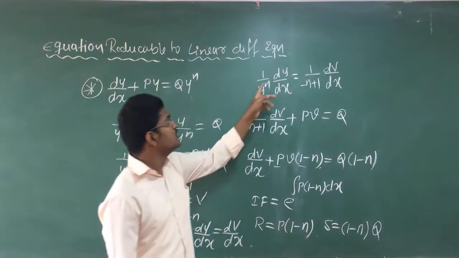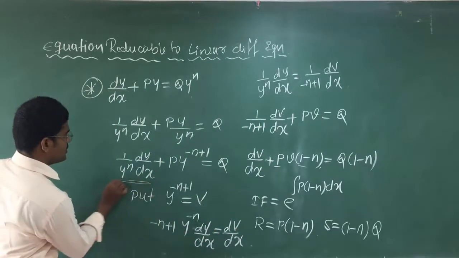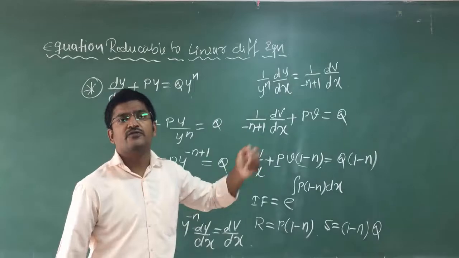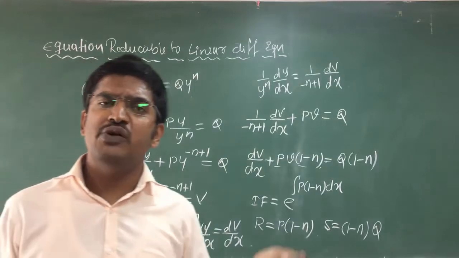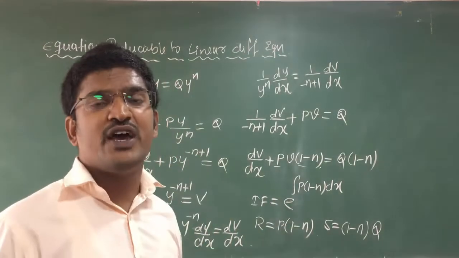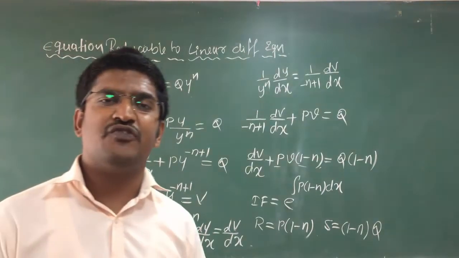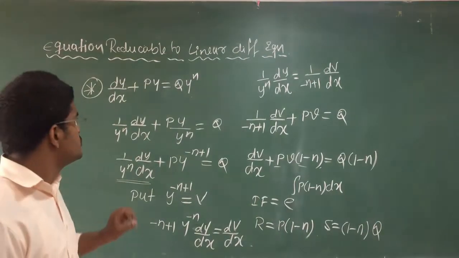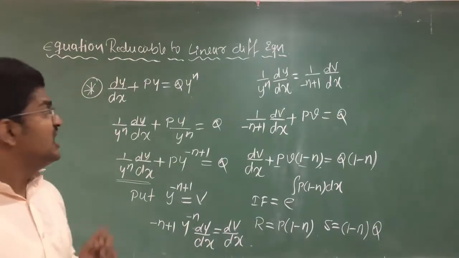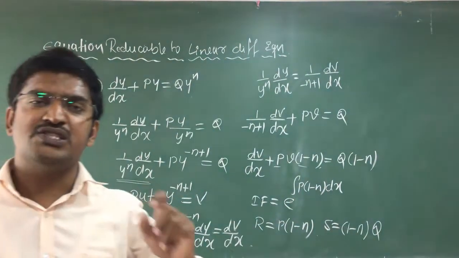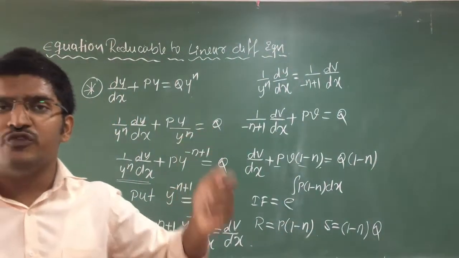If I differentiate it, you are going to have dy by dx equal to 1 by minus n plus 1 dv by dx. Further, I will replace the terms here. Then I will simplify. Okay. So further you will get the r value and the q value. Using the r value you can find the IF. Using the q value you can simplify the equation after getting the integrating factor. So you can get the solution of the given differential equation. Clear, students? So this is how you have to reduce the given differential equation to linear differential equation form. Are you getting my point? Okay.